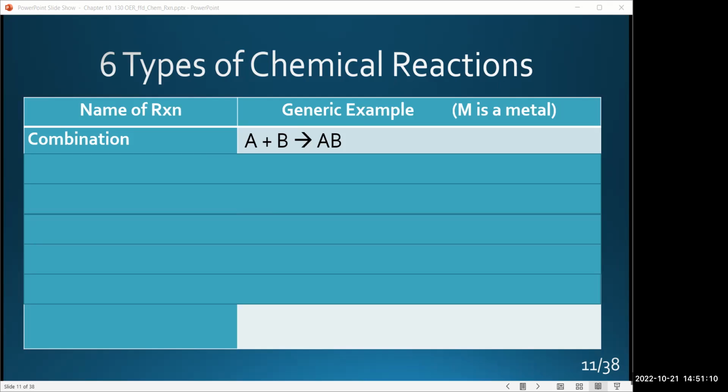And a good classic example of that one, I won't balance it, is hydrogen in the presence of oxygen reacts to give you water. Okay, hydrogen the element, oxygen the element, combine to form the compound water.